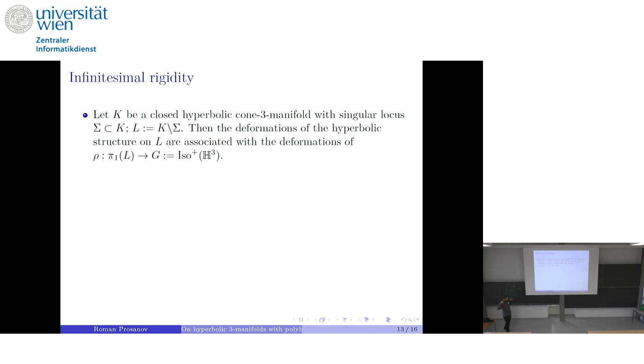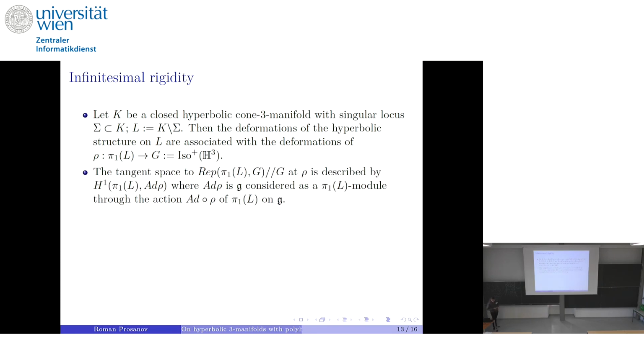Deformations of hyperbolic cone structures are a particular case of deformations of the hyperbolic structure on the smooth part. And it is known that, up to some natural equivalence via the holonomy theorem, they are associated with the deformation of the holonomy map of our structure. So the first thing is to look at the deformation theory of the holonomy maps. We have the space of representations of our fundamental group in the group of isometries of three-dimensional space. We take its quotient modulo conjugation, and the Zariski tangent space is described by the first homology group of this fundamental group with coefficients in this module.